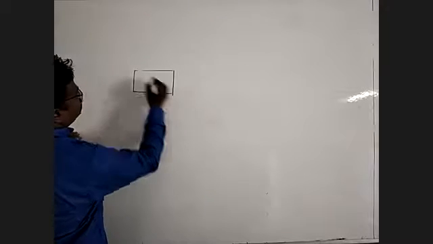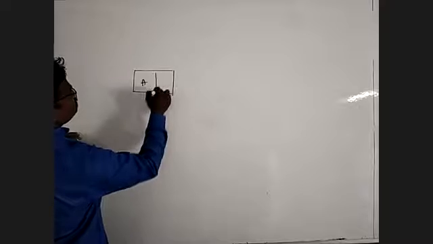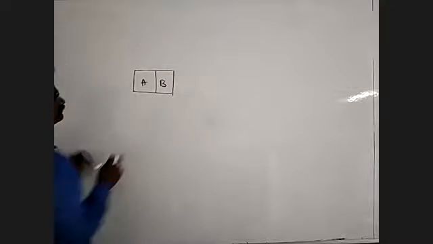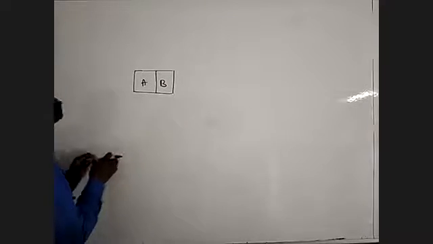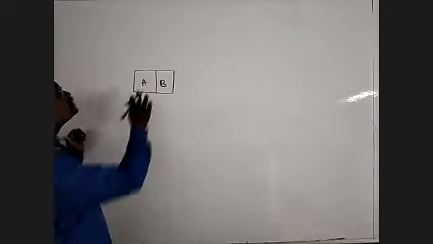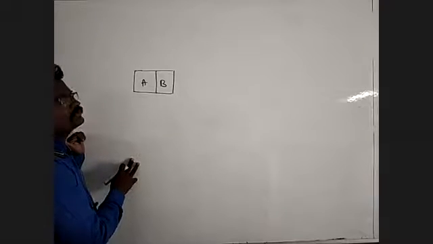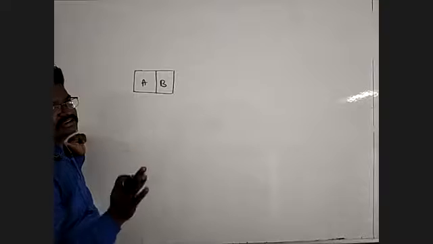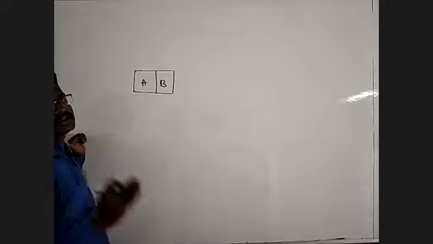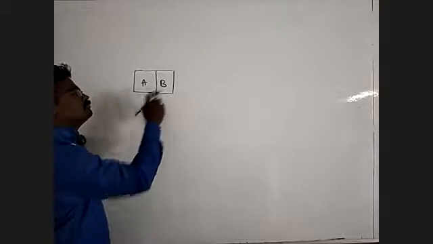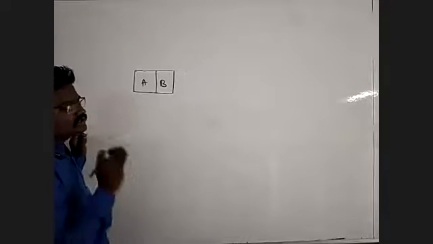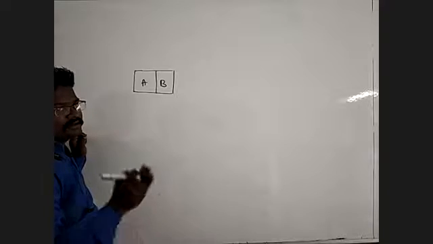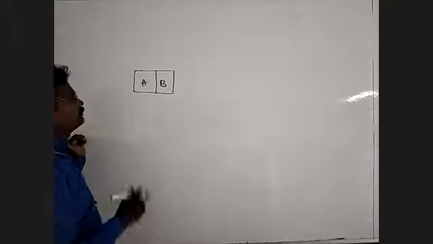This is body A. This is body B. So we have two bodies. These two bodies are in thermal equilibrium. That means body A and body B have the same temperature. Both are in thermal equilibrium. Body A is in thermal equilibrium with body B.